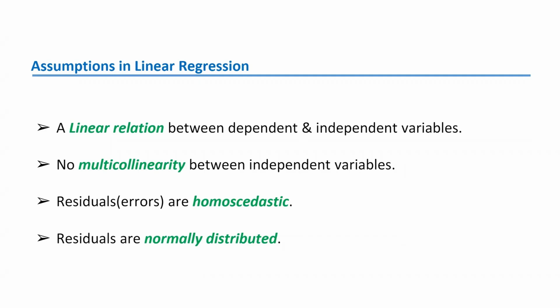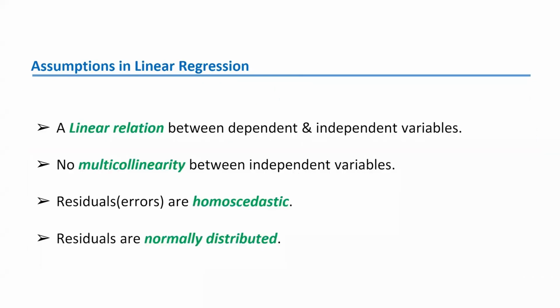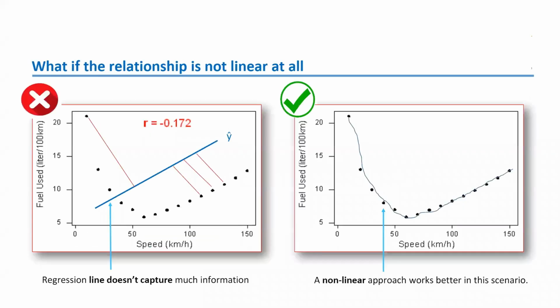The residuals should be homoscedastic. Okay, we will understand what is homoscedastic, and residuals are normally distributed. Okay, residuals or errors should be normally distributed. Let's understand what is the first one, which is linear relation. When I say linear relation, it means that the data points which are present here should have a linear relationship, right? They should be linear.